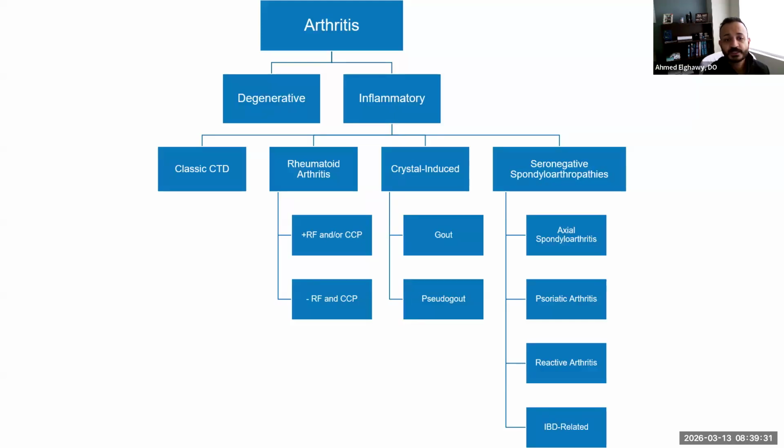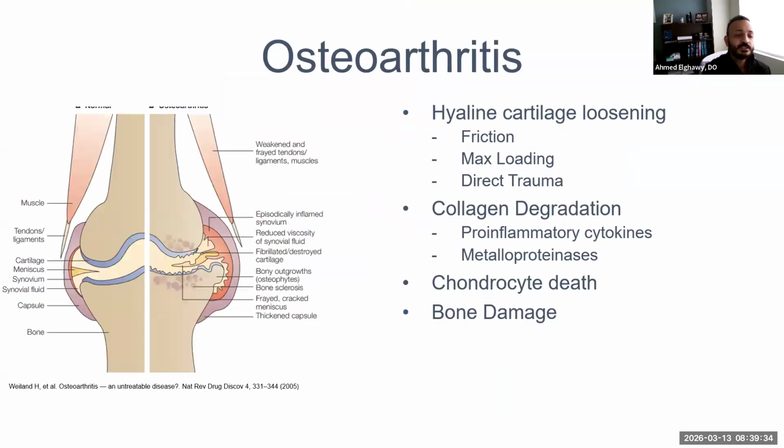So let's look at osteoarthritis and see what is the primary driver of the development of osteoarthritis. It's really the hyaline cartilage that sort of loosens, and this could be caused by a direct injury to the area, maximal loading because of a heavier weight, and those who develop it from chronic friction, those from repetitive use. And what happens is that you actually degrade the collagen in that area. It causes a pro-inflammatory cascade and activation of cytokines. Metalloproteinases go in and start to eat up some of the cartilage. The cartilage dies off, and then you have bone exposure, and this can actually lead to not only bone damage, but actually bone death in certain cases.